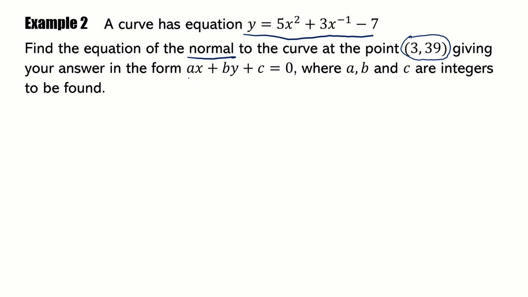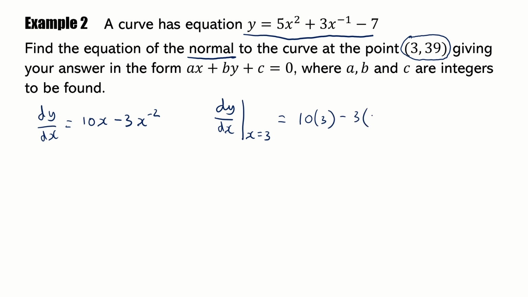But therefore the first thing we're going to do is find the gradient of the curve using dy dx. So therefore we're going to differentiate. So times by the power, take 1 off the power, times by the power, take 1 off the power, and then technically the same thing happens with the minus 7, but in reality it just disappears. So we can now find what dy dx is specifically at x equals 3, because that's the point at which we want to find the normal. So if we do that, we end up with this. And therefore that's going to be 30 take away 1/3, and that is going to be 89 over 3.